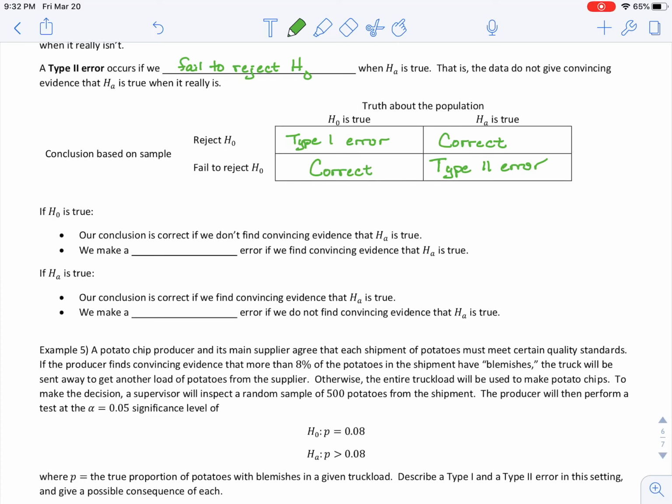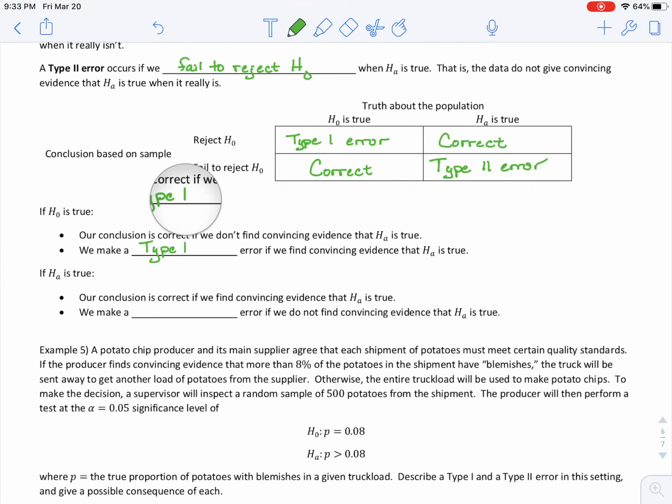So if the null hypothesis is true, our conclusion is correct if we don't find convincing evidence that the alternative is true. However, you make a type 1 error if we find convincing evidence that the alternative is true. So if we've rejected and it was true. If H sub A is true, our conclusion is correct if we find convincing evidence that the alternative is true.